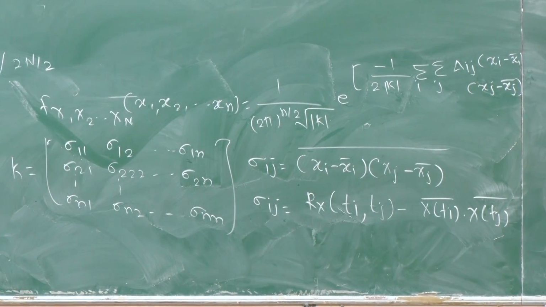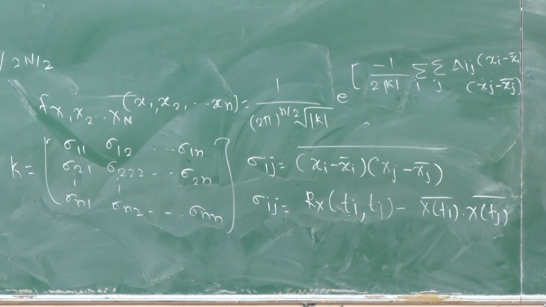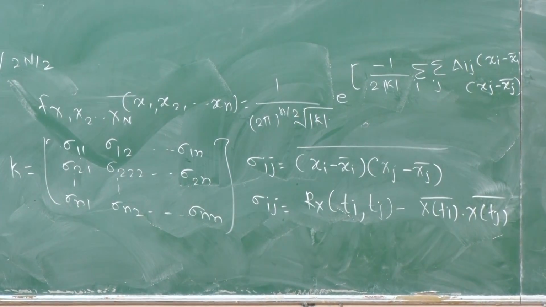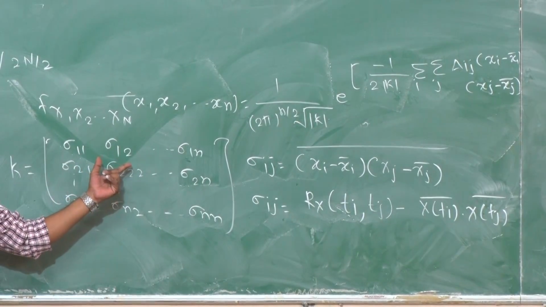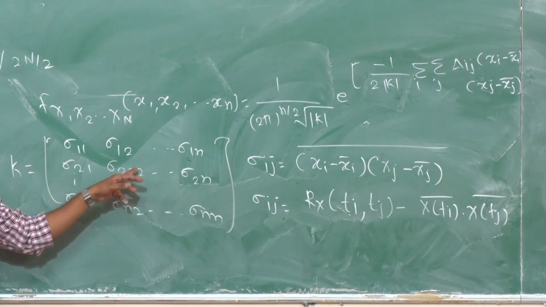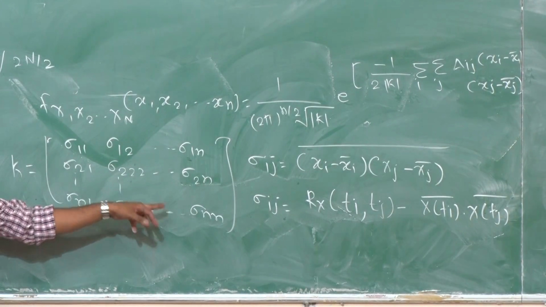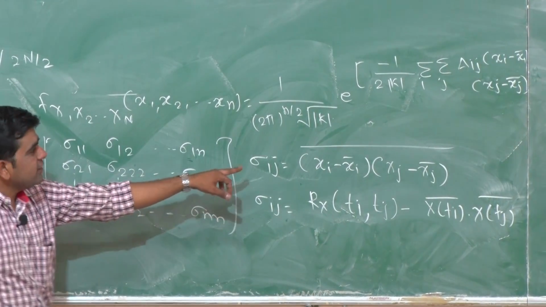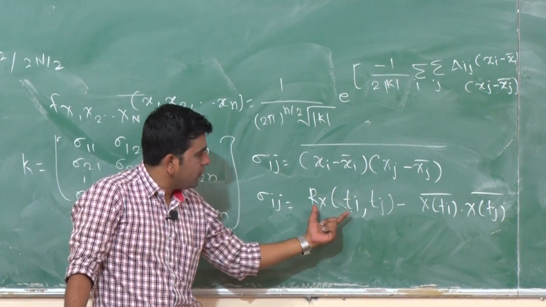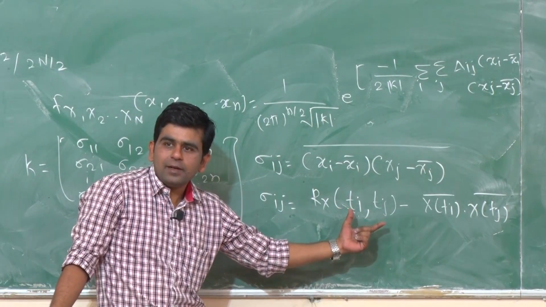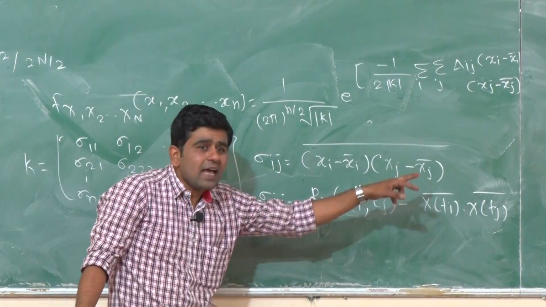So from the discussion we can see that sigma ij gives the matrix K, that is, sigma 1 1 is the variance of the first, sigma 1 2 is the correlation between 1 and 2, sigma 2 2 is the variance of the second random variable, and so on. Sigma ij, when we solve it, we get the autocorrelation function between the random variable at time instant Ti and the random variable at time instant Tj, minus their respective means.